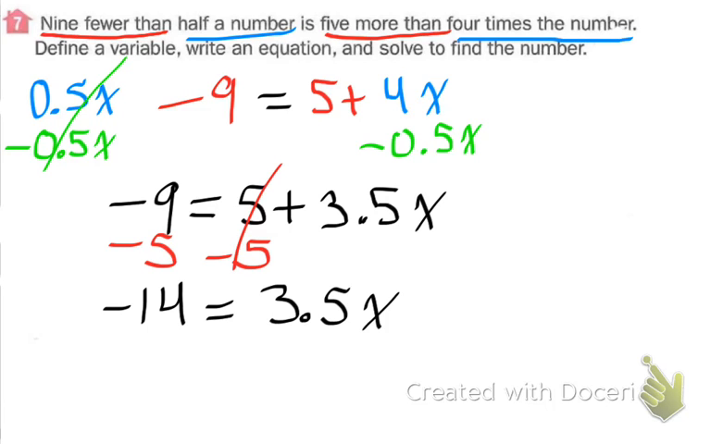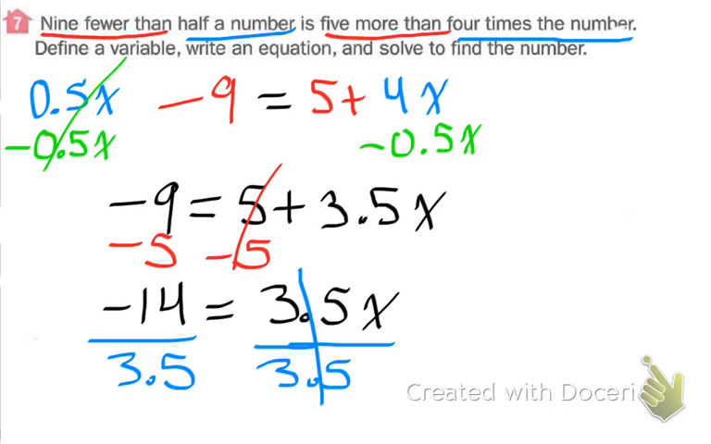Make sure negative 9 minus 5 means go deeper into the negative, so negative 14. Divide both sides by 3.5 and you're done. A negative divided by a positive is a negative. So now to find out what is 14 divided by 3.5. I believe that equals 4, but I'm going to double check.